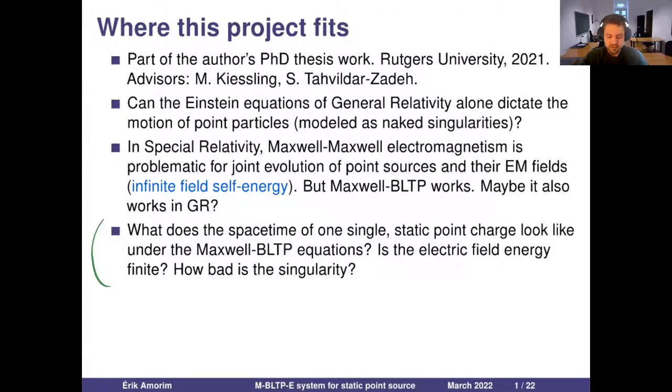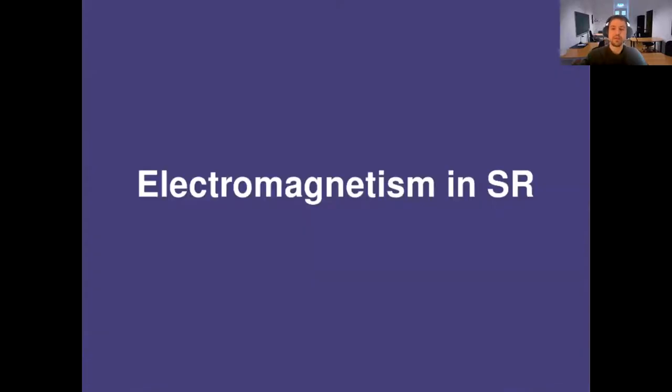So what does the spacetime of one single static point charge look like if you assume these generalized Maxwell equations? Is it going to have a finite electric field energy? Contrary to what happens with the usual Maxwell equations, the answer is yes. And then how bad is the singularity? The answer is not as bad as it would be in regular Maxwell equations. So this is a summary. Now I'm going to be talking a little bit about physics, giving a nice introduction to this.